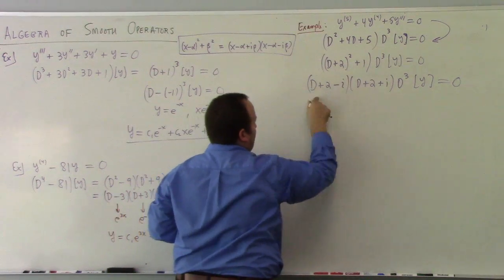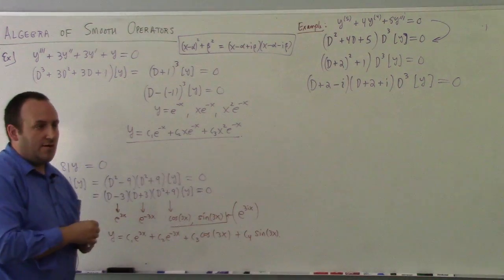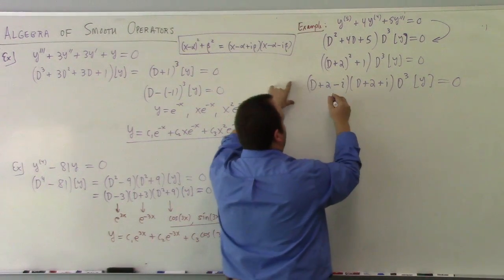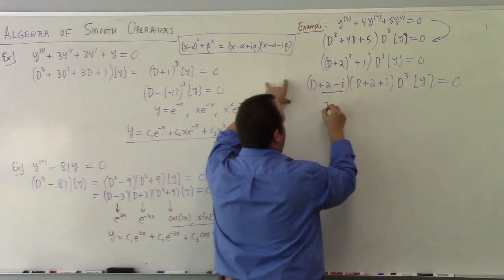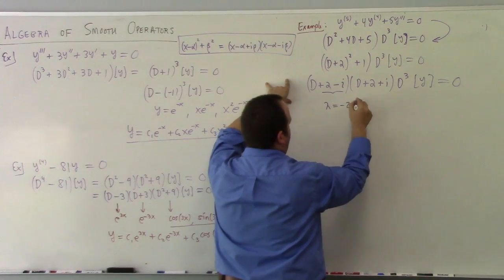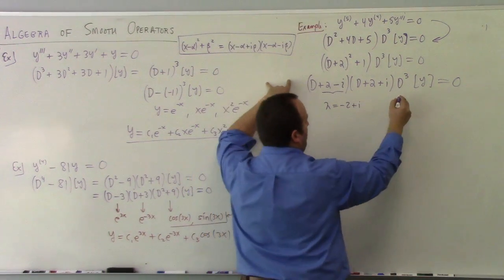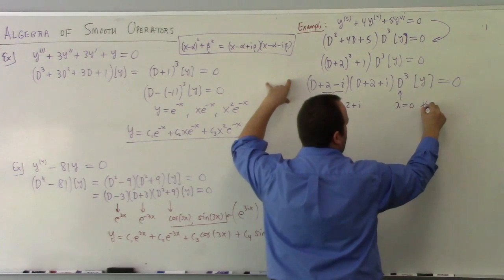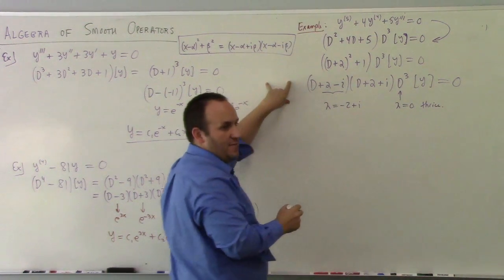So putting that into practice here, I've got that. I can look at whichever one you like. I'll look at this one. This tells me that my lambda is minus 2 plus i. This one, lambda equals 0 thrice.